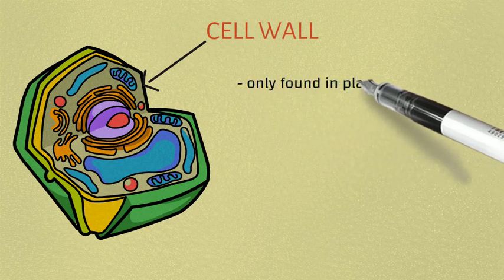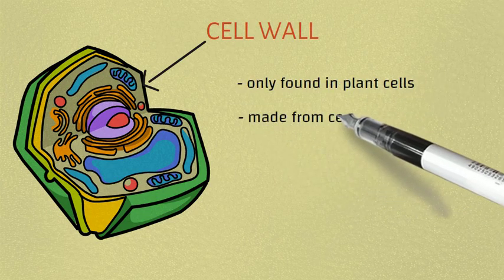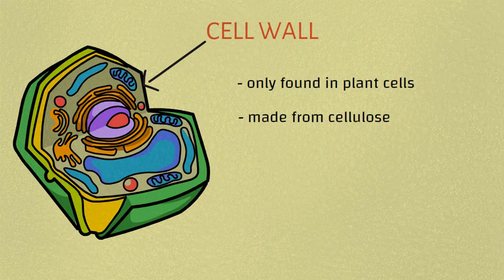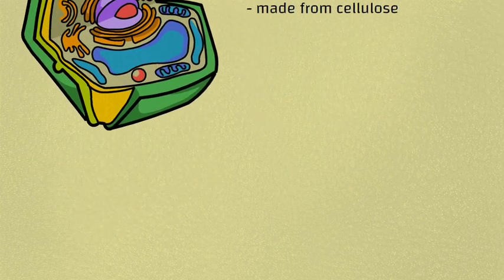The cell wall is another organelle that is only found in plant cells. It is made from cellulose, which is a strong polysaccharide. That's it for all the organelles.